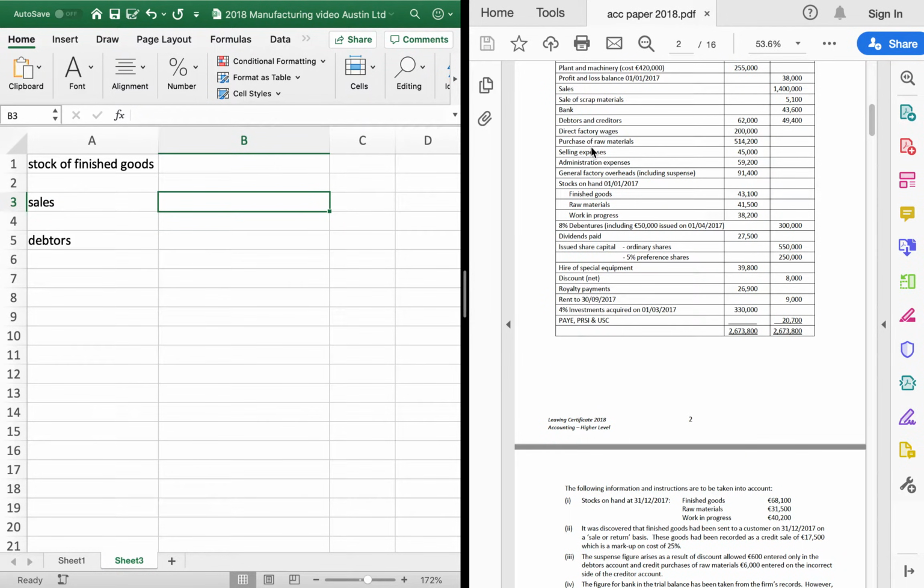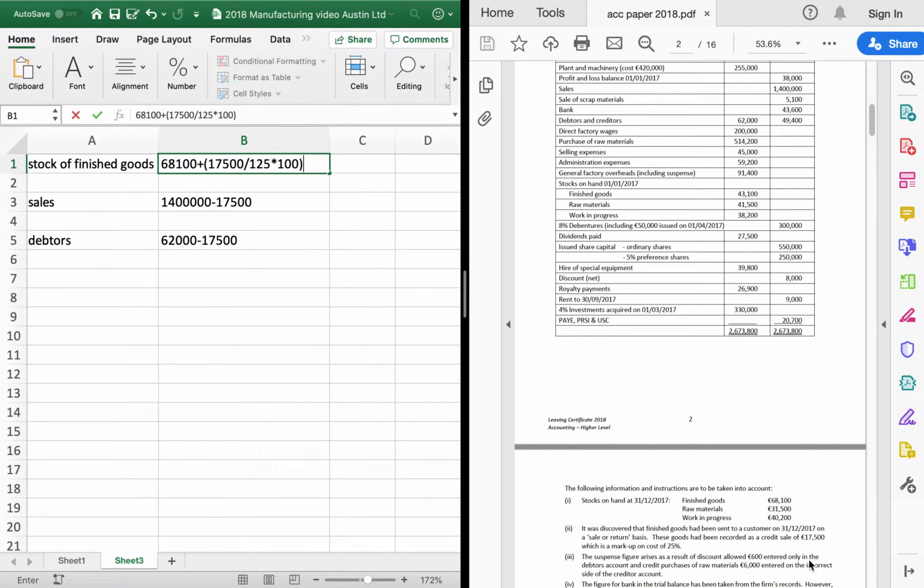So sales is 1.4 million, and we need to take away from that the sales price of 17,500, and debtors is 62,000, and we need to take away from debtors the 17,500 as well, as if the sale hasn't taken place. If the sale hasn't taken place, the stock is resting in someone else's warehouse. So the stock of finished goods of 68.1, we need to add back onto that the cost price of that stock, which is 17,500 divided by 125 multiplied by 100, because there was a markup of 25%. So that is 14,000.